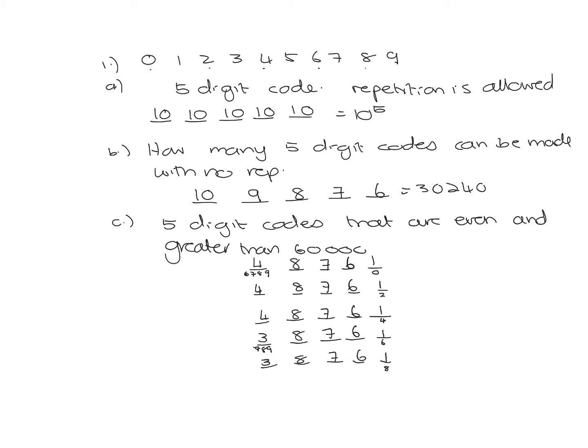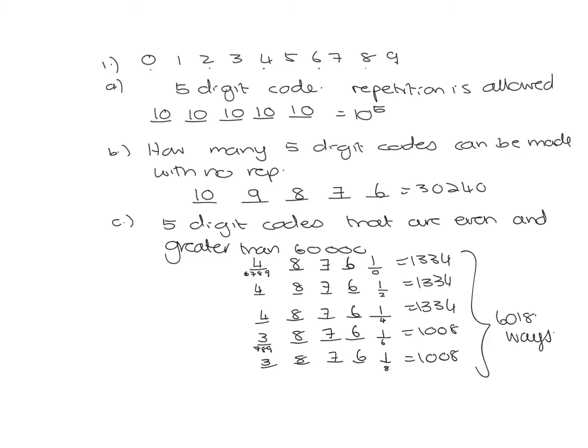And now we multiply along that line: 4 times 8 times 7 times 6, which is 1344. So this one will be 1344. It's the same, and this one will also be 1344. And then the bottom 2 will be 3 times 8 times 7 times 6 times 1, which is 1008 and 1008. So let's add those, and we land up with a total of 6018 ways or codes.